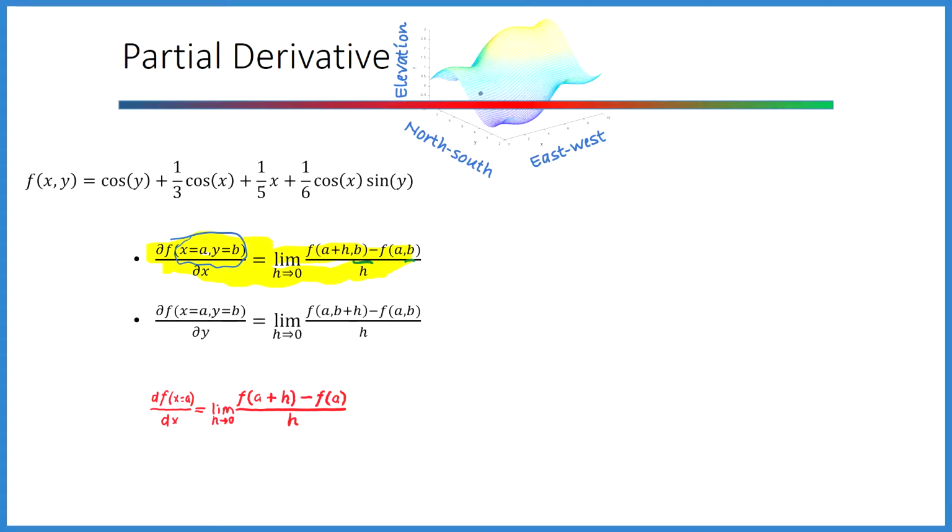Okay, so let's write that out. F of x comma b equals cosine of b plus 1/3 cosine of x plus 1/5 x plus 1/6 cosine of x times sine of b. Now, let's remember that b in this equation is just some constant. Let's pretend that it is 0 for now.